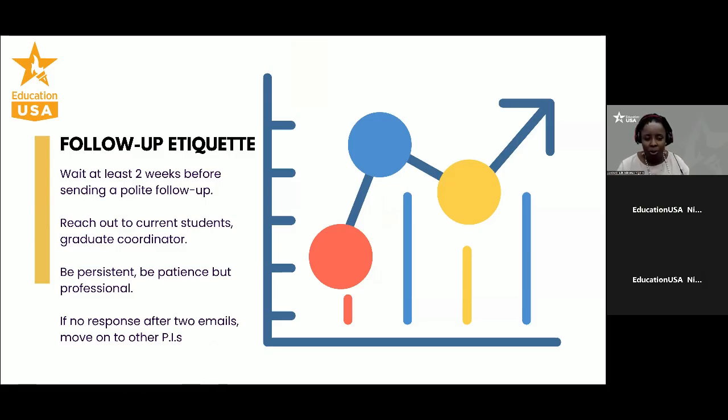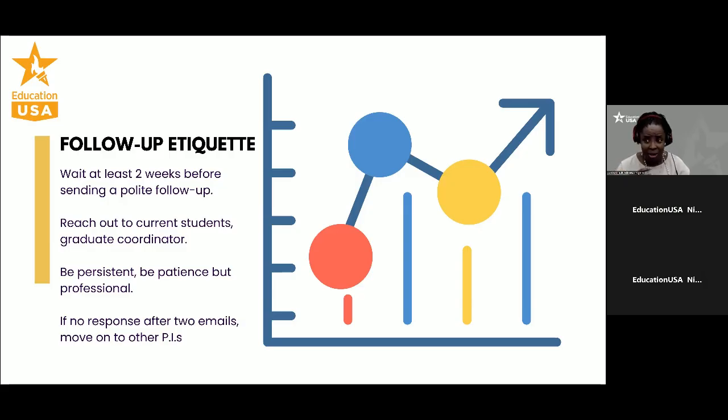You can reach out to a current student in that department or reach out to the graduate coordinator to say, hey, I'm trying to reach out to this PI, do you know if they'll be recruiting for the next academic year? They might have some advice for you. I've seen graduate coordinators come back to say, oh, that particular PI actually doesn't have funding for this next academic year, or that particular PI is actually retiring and will not be recruiting again for the next academic year.